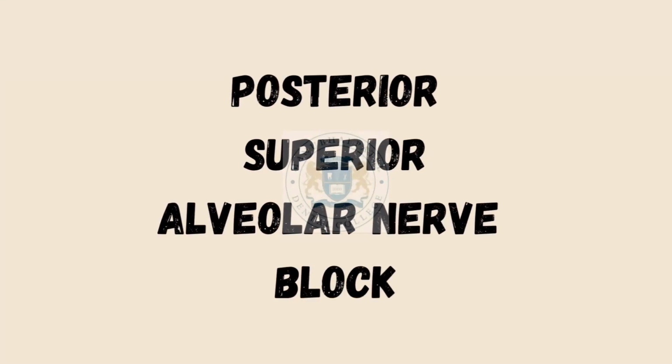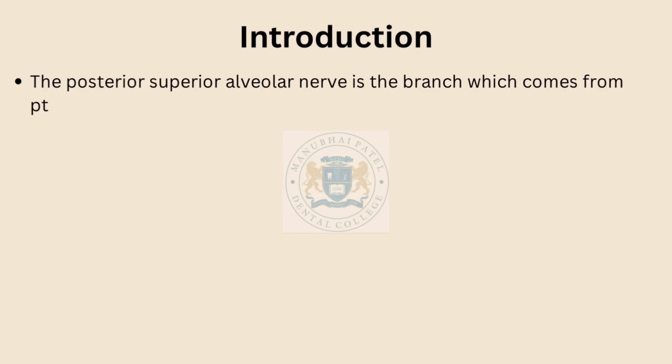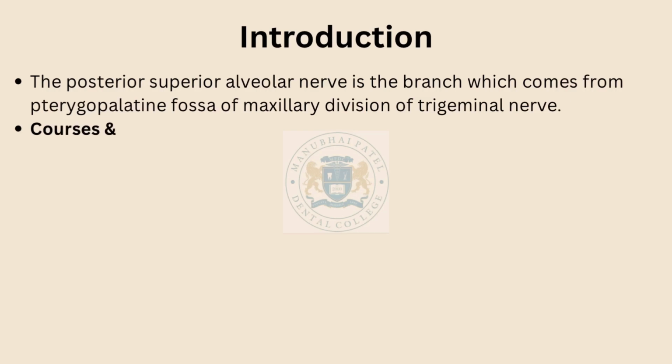Let's learn about maxillary nerve block, starting with posterior superior alveolar nerve block. Starting with introduction: the posterior superior alveolar nerve is the branch which comes from the pterygopalatine fossa of the maxillary division of the trigeminal nerve. Courses or relations.